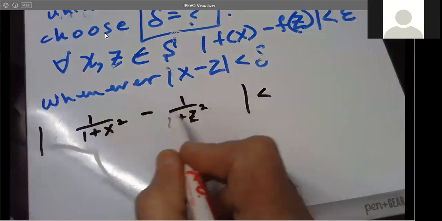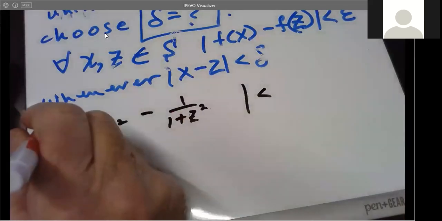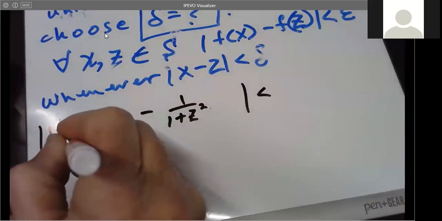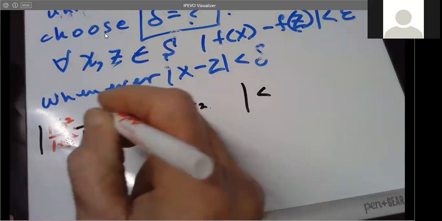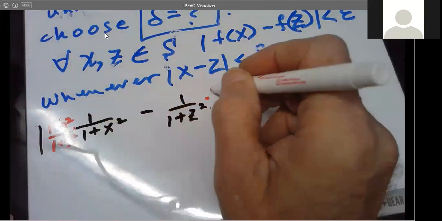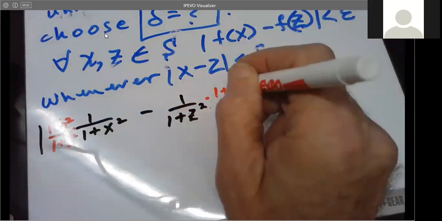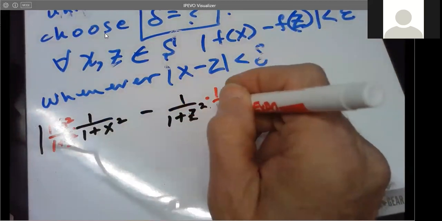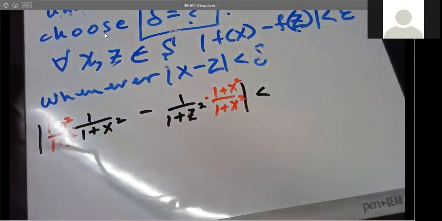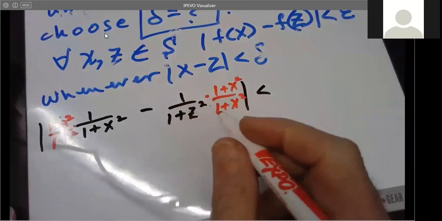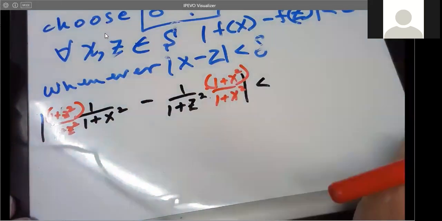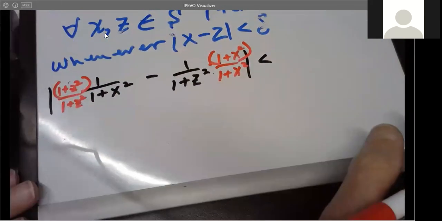So since this is 1 plus z squared, we're going to multiply by 1 plus z squared over 1 plus z squared times that, and since this is 1 over 1 plus x squared, we're going to multiply by 1 plus x squared over 1 plus x squared, so that we get a common denominator. Okay, does that make sense? Yes.